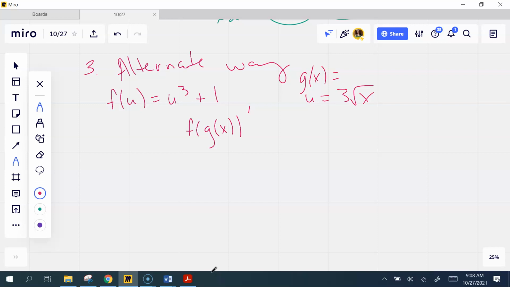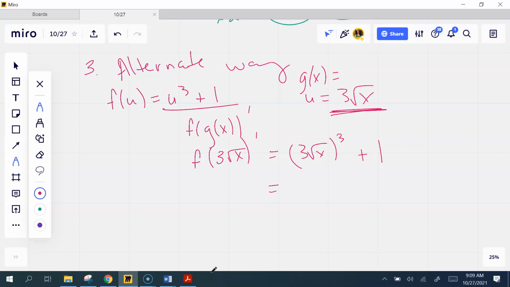So if you did this the plug-in method, then what you're finding is f of 3 times the square root of x, right? And then you're going to prime, so then it's 3 times the square root of x cubed plus 1. Now seeing it like that, I see. Wait, where do you get the 3 from? Where do you get the cube from? And a plus 1.